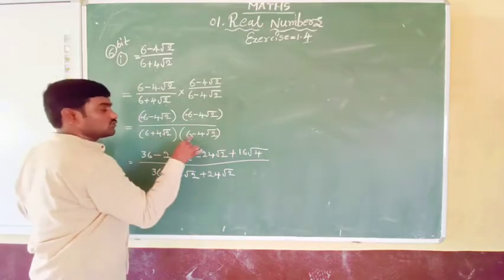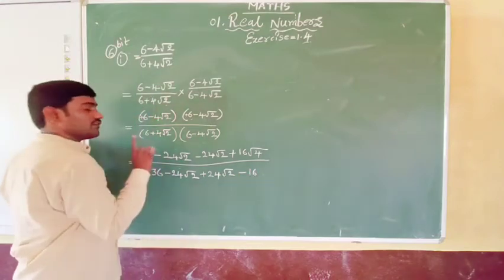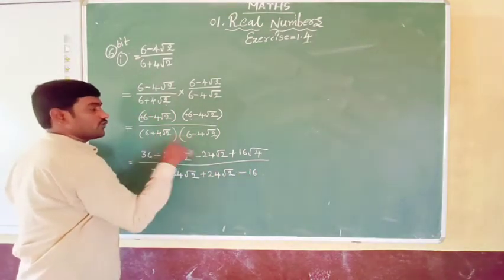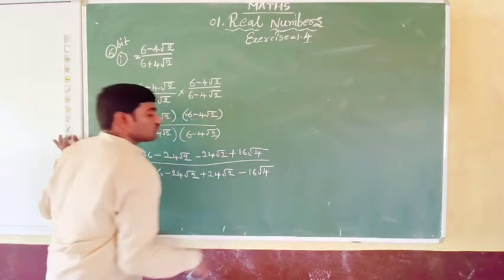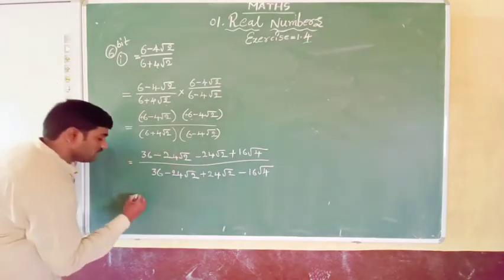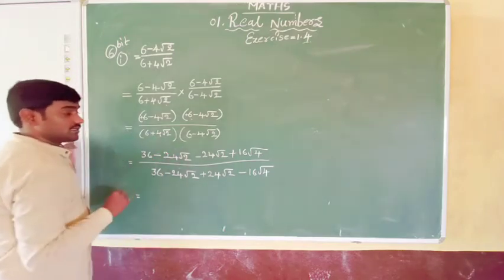And here plus into minus we get minus. 4 4s are 16. First we need to multiply the signs. Plus into minus, there is a minus. 4 4s are 16. Root 2 into root 2, that is root 4 again. So very simply and very slowly we have to do these calculations.